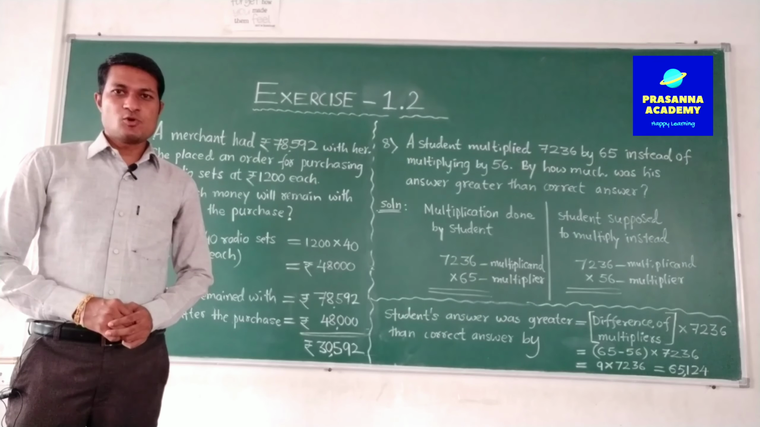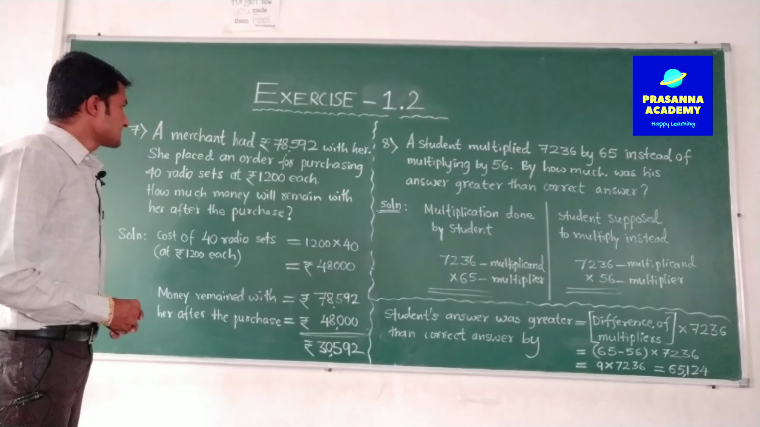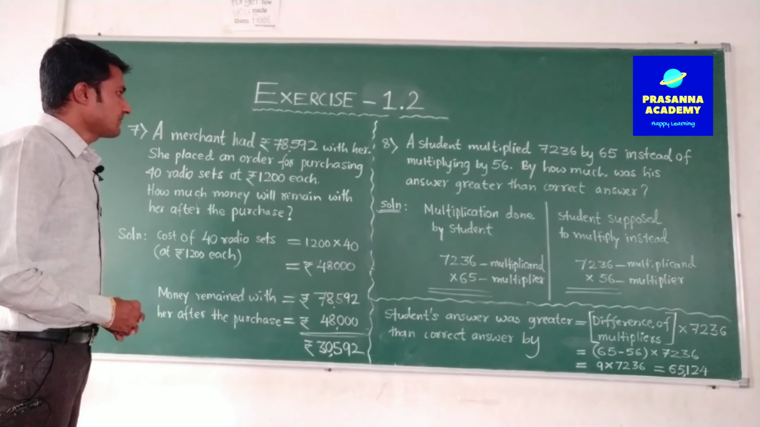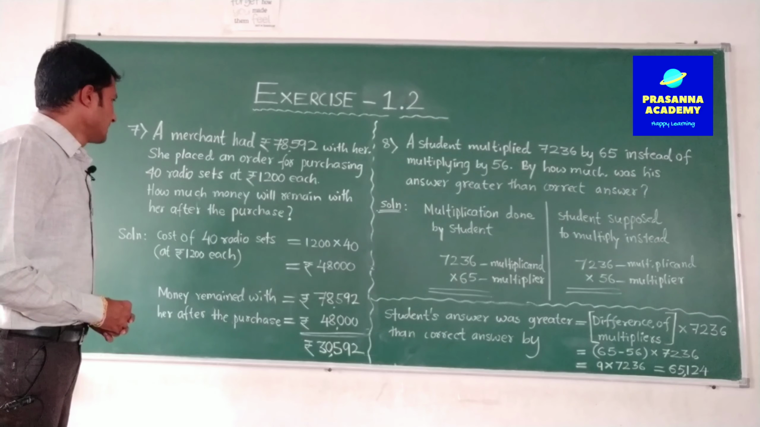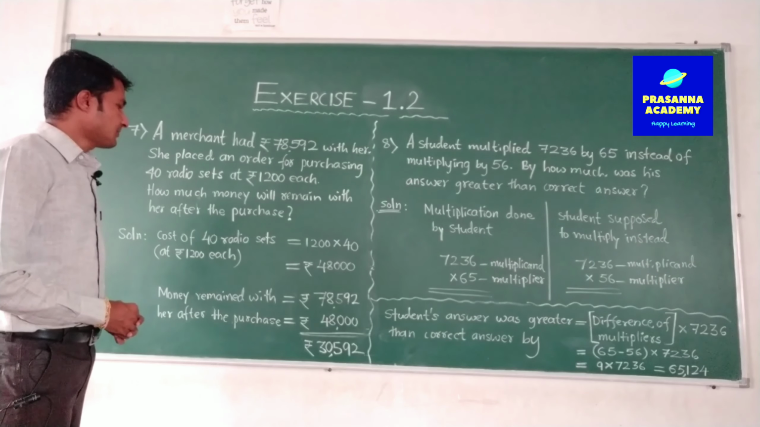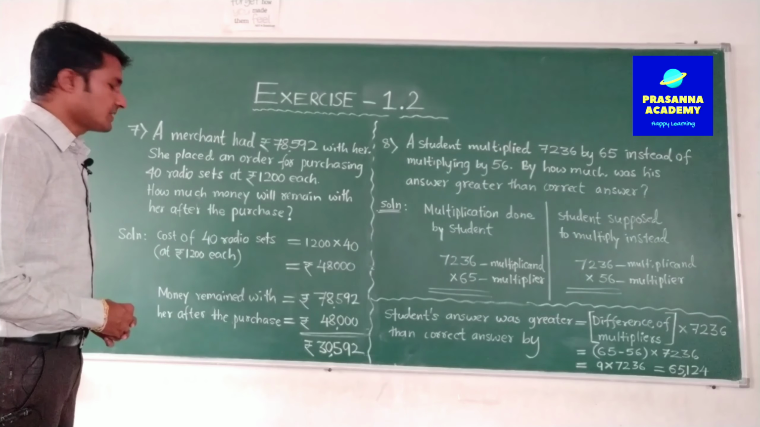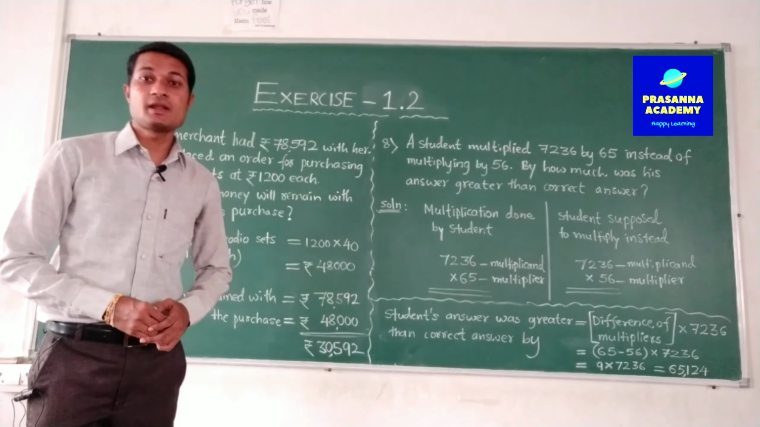Well, let us move on to the next question, that is the seventh one. A merchant had rupees 78,592 with her. She placed an order for purchasing 40 radio sets at the price of 1,200 rupees each. Then how much money will she remain with after purchasing those 40 radio sets?